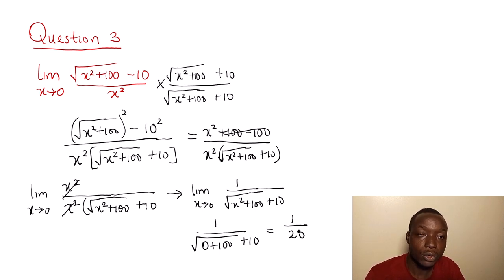If you have a square root function, the first thing you should do is to apply the conjugation principle. And then you simplify just as I've shown you, and some cancellations will happen, and you'll be able to apply your direct substitution to get your answer.